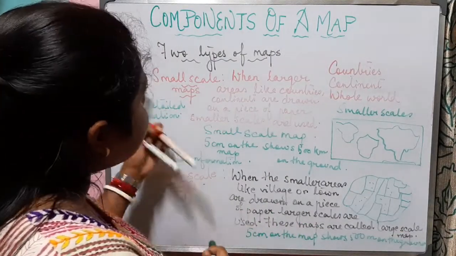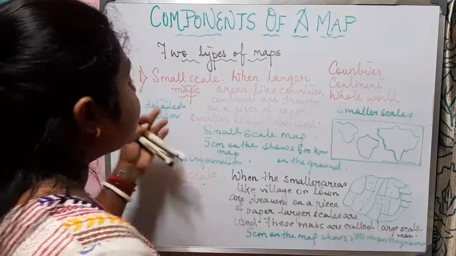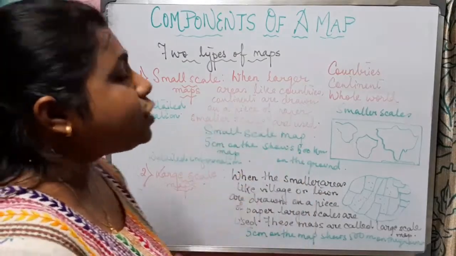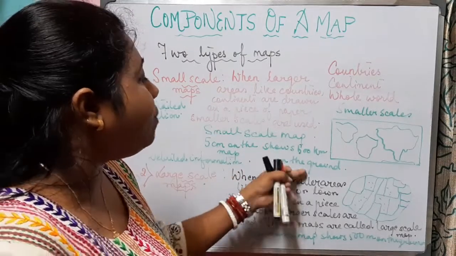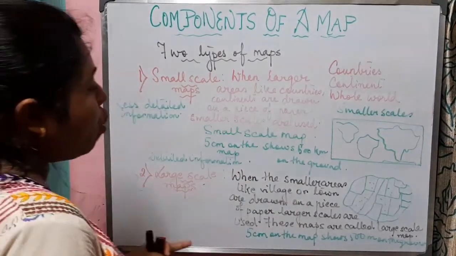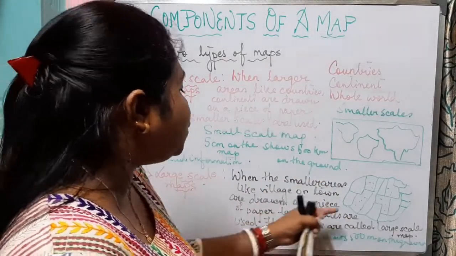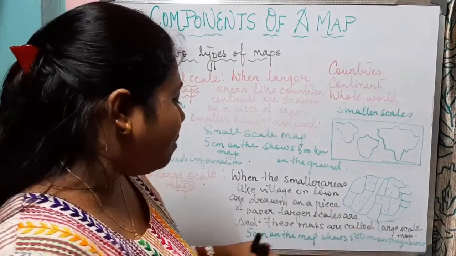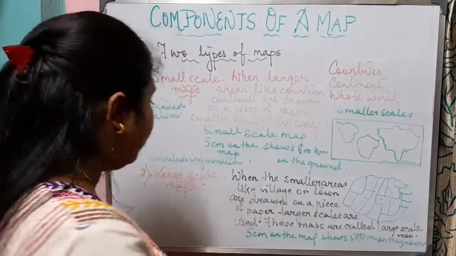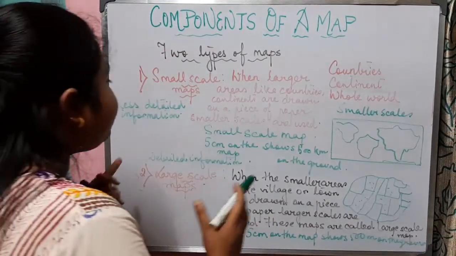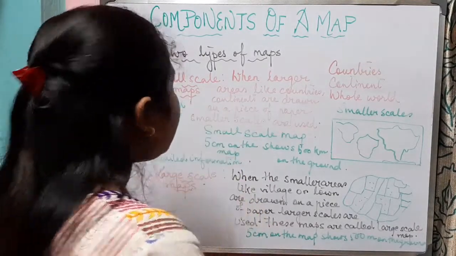So what are small scale maps? When larger areas like countries, continents are drawn on a piece of paper, smaller scales are used, and these are called small scale maps. For example, 5 centimeter on the map shows 500 kilometer on the ground, and when we draw smaller areas like a village or town on a piece of paper, we use larger scales, and these maps are called large scale maps. For example, 5 centimeter on the map shows 500 meter on the ground. A large scale map shows detailed information, whereas a small scale map shows less detailed information than the large scale map.